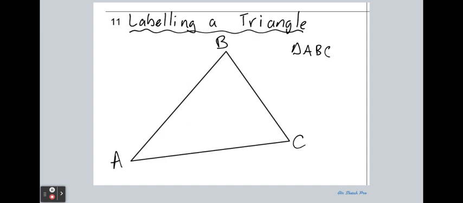Now here's the critical thing. The sides are usually labelled with the lowercase letter that is opposite the vertex. Okay? So that means that between B and C, we would label it with a lowercase a. Between A and C, it will be a lowercase b. And between A and B, it's a lowercase c, like so.